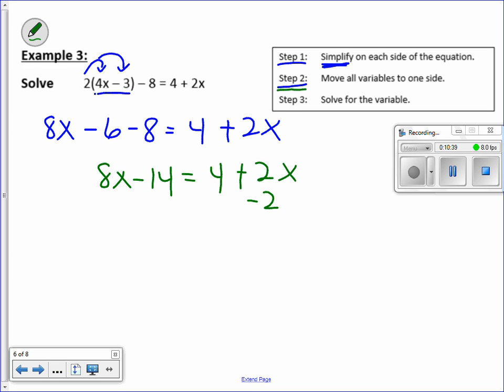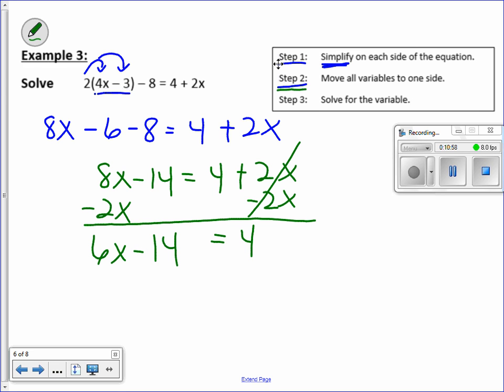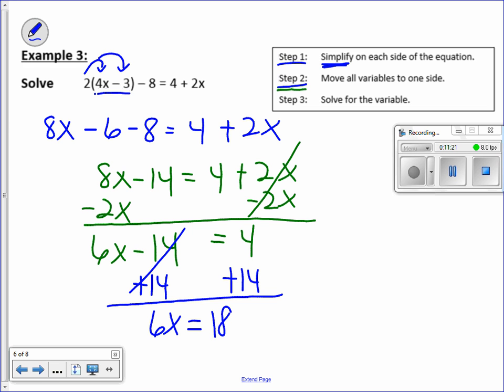So here I'm going to subtract that 2x from the right. What I do to one side, I have to do to the other. My positive 2x and negative 2x are going to cancel out on the right. I'm left with 4 is equal to 8x minus 2x gives me 6x minus 14. And now I'm left with a two-step equation. I need to solve for x. Remember, I'm following PEMDAS backwards, so I complete any addition or subtraction first. So I want to add 14 to both sides. When I add 14, that 14 cancels out. I'm left with 6x is equal to 18.